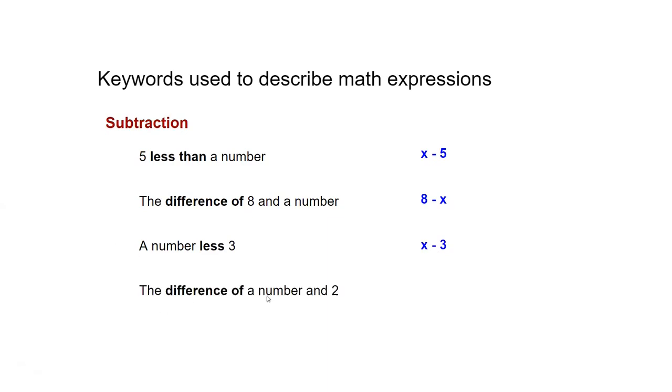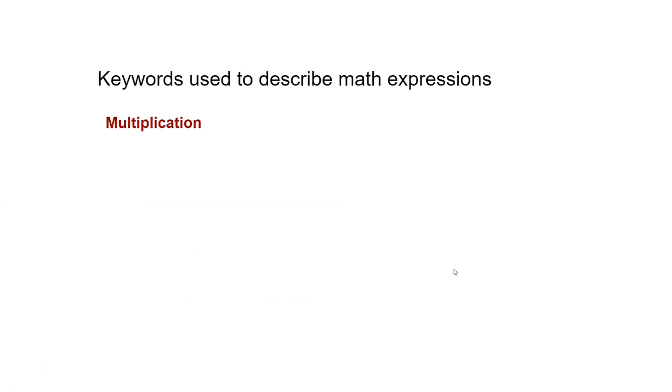The difference of a number and 2. Notice that this is very similar to the second statement up here, but in this case, a number comes before the value of 2. So in this case, the X is going to come first. We're going to take these in order. The difference of X and 2. X minus 2. Moving on to multiplication.